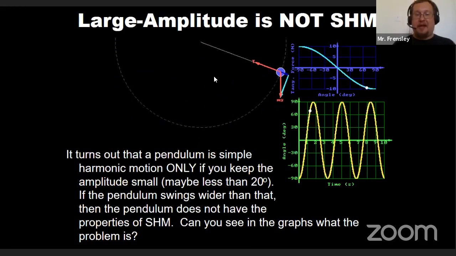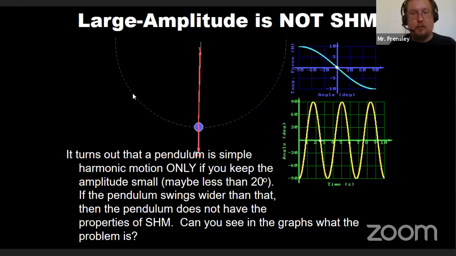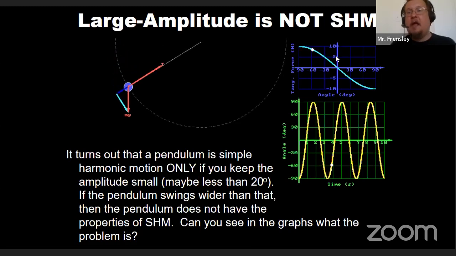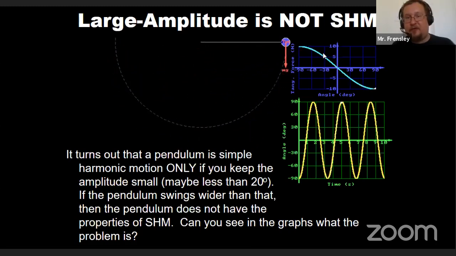Once again, you cannot do simple harmonic motion with this big wide swing. Look at the tangential force versus angle graph. It looked like a line when the angle was small. That's what we wanted: force versus displacement is a line. But not if you swing way out into the boonies. If you're swinging all the way up and trying to go over the bar like the Mythbusters, then this is not simple harmonic motion anymore.